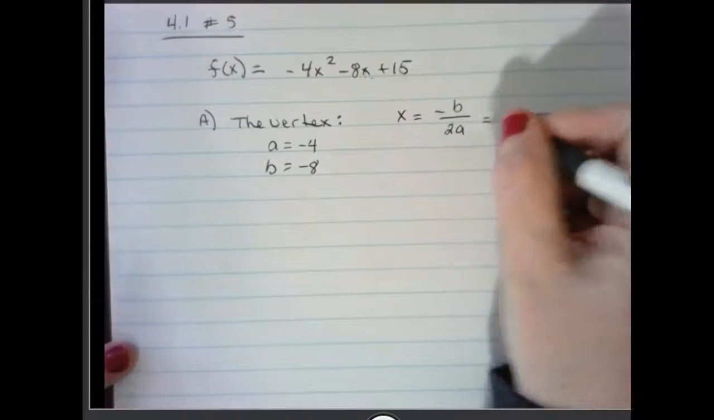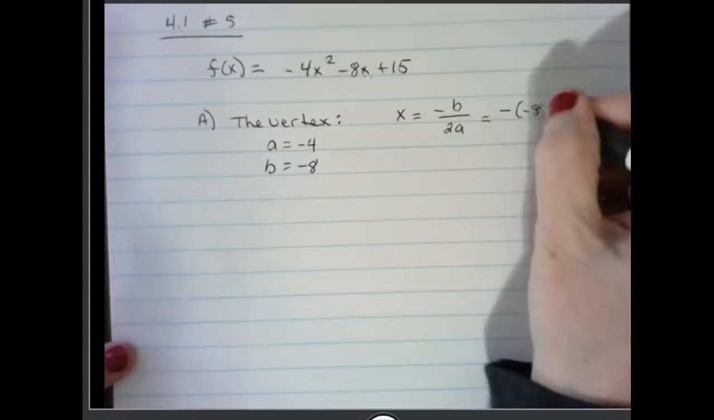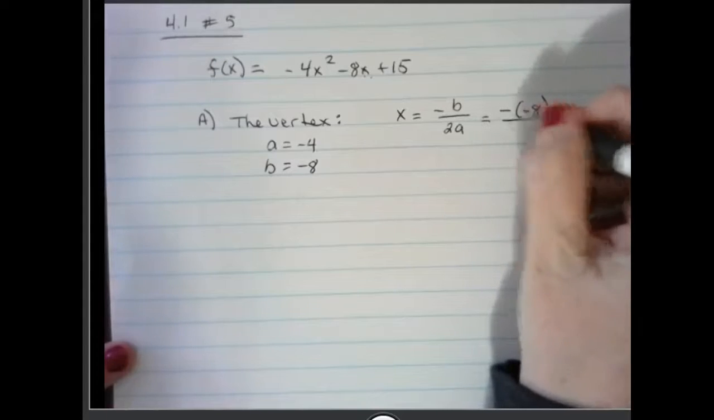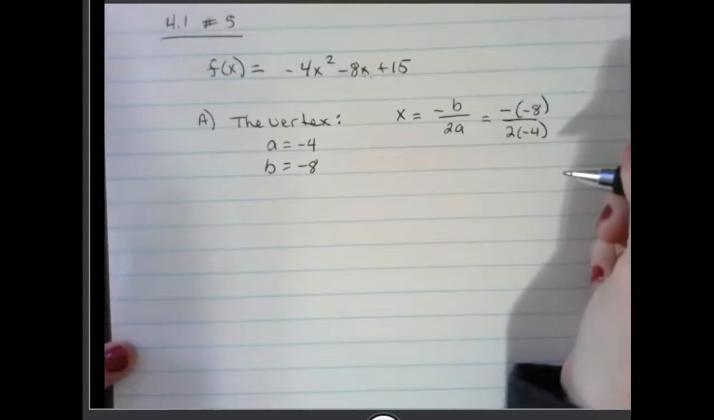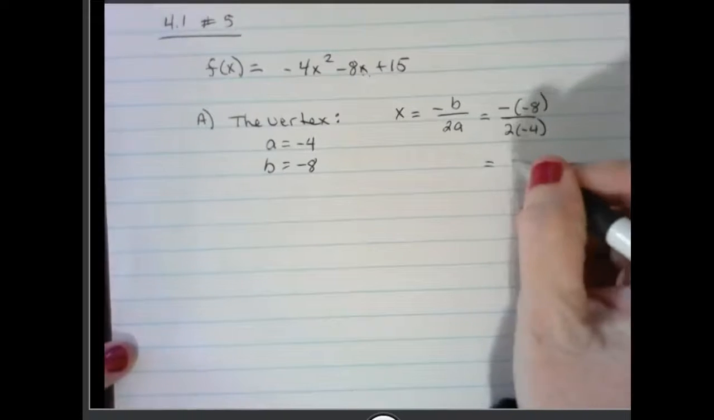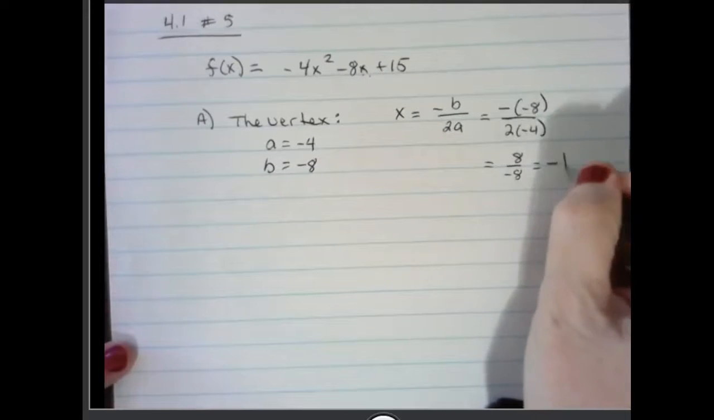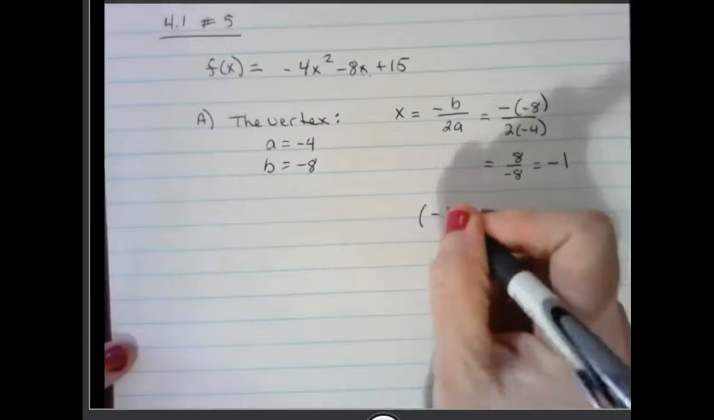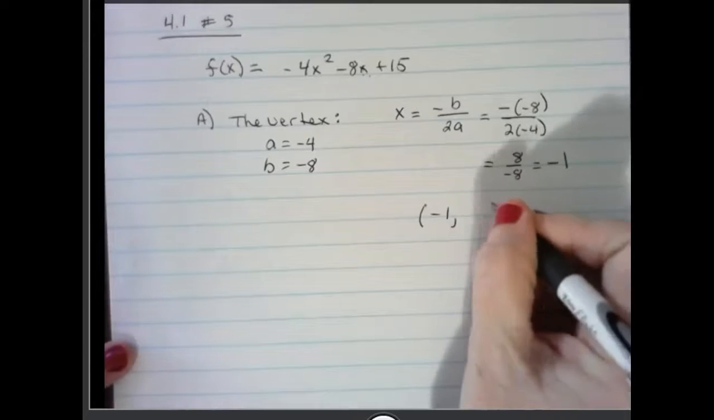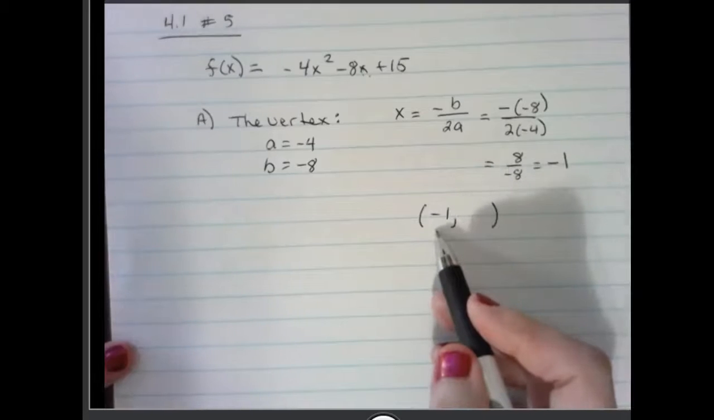And we're going to plug these in. So negative 8 over 2 times a, which is negative 4. So it looks like I have 8 over negative 8, which gives me negative 1. So I have a negative 1 for the x coordinate of my vertex.